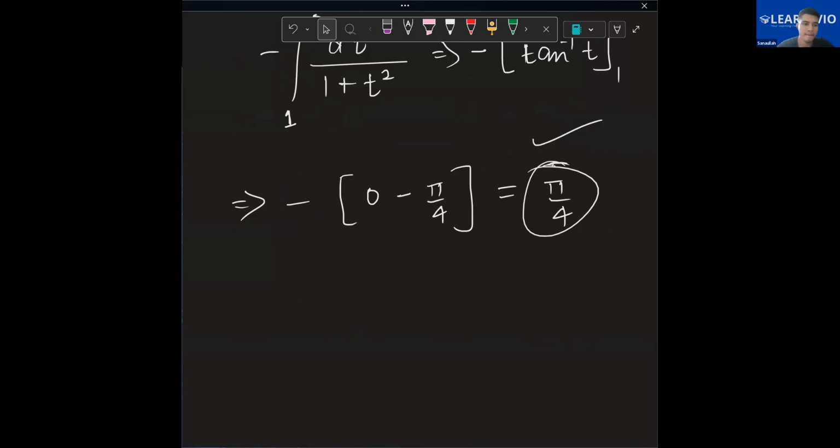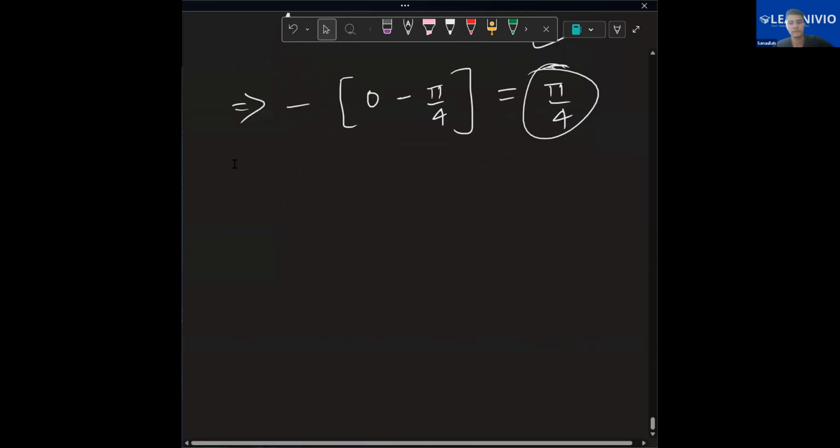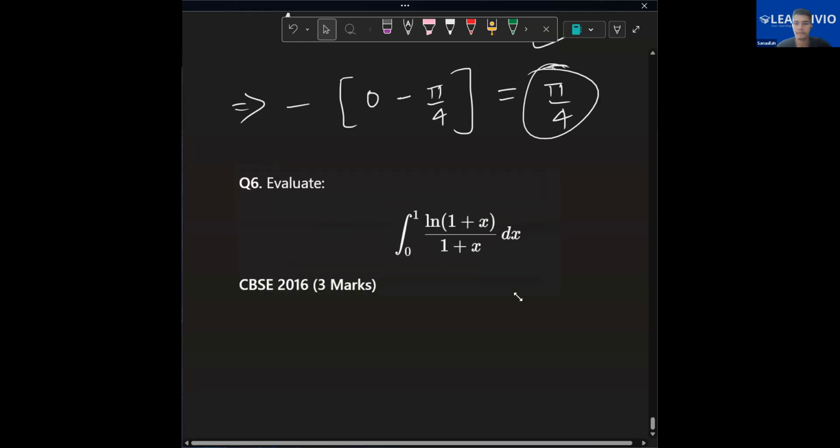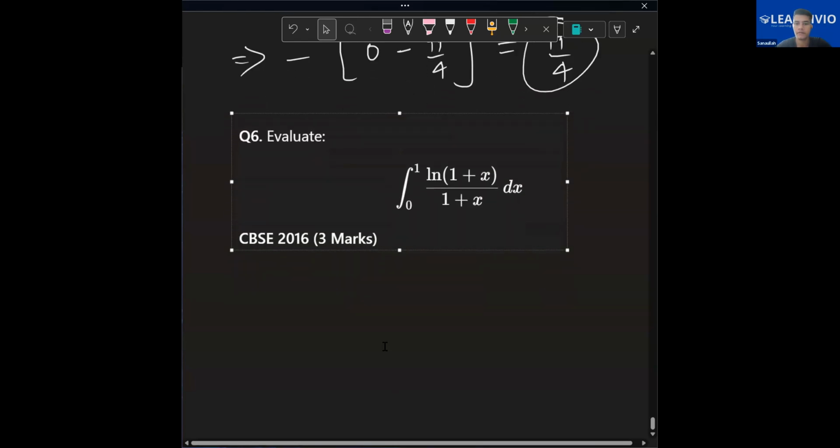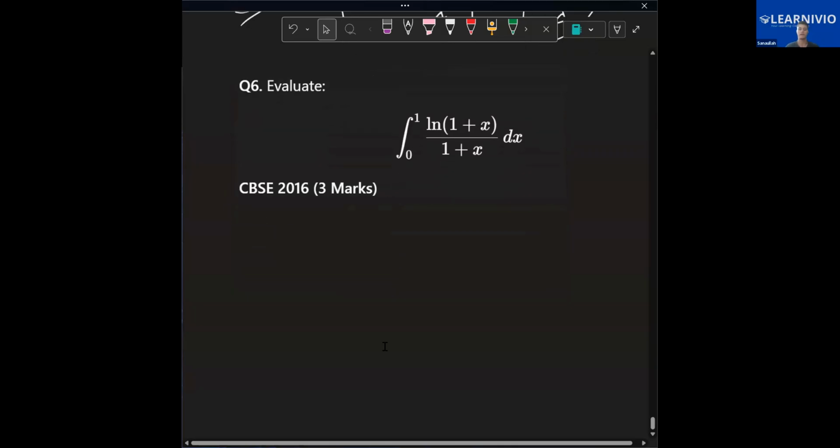Let's do this one. Evaluate this. We have a limit from 0 to 1, the natural log of 1 plus x upon 1 plus x dx. This is series 1063 mark question.